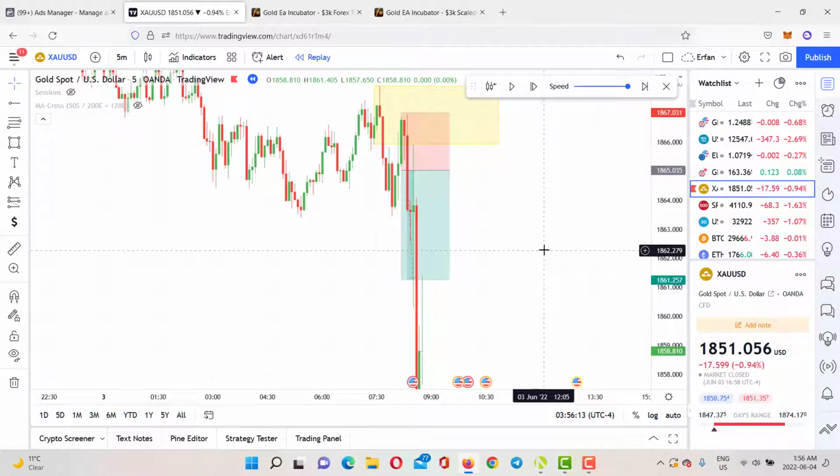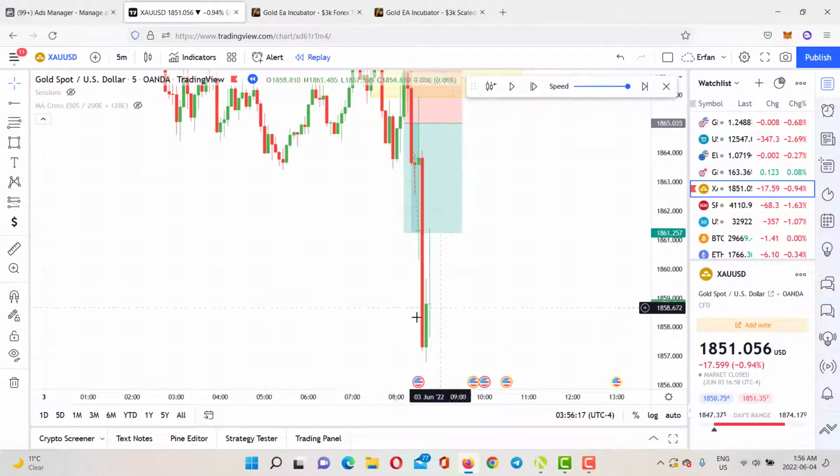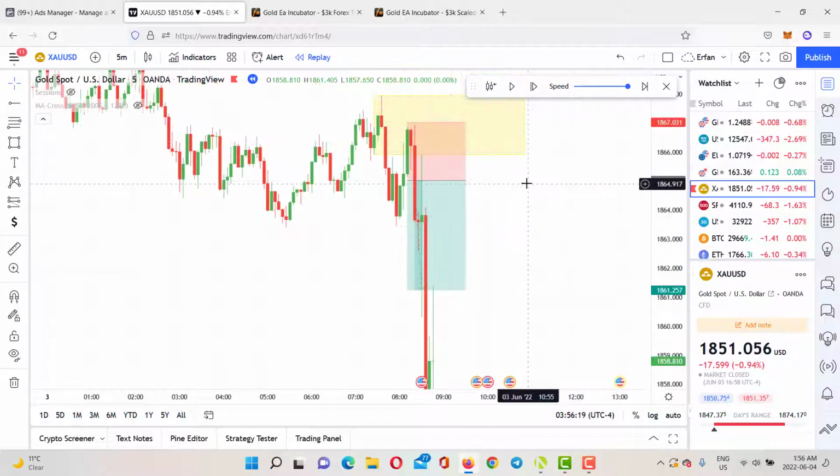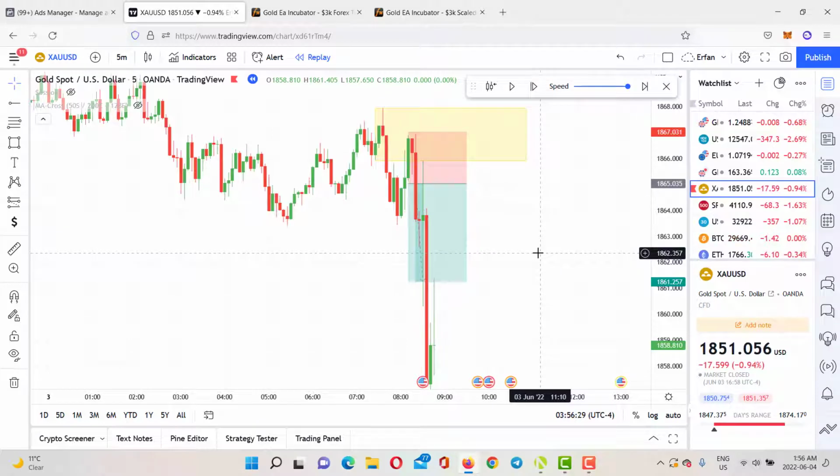But the thing is that if you want to take multiple trades, you've got to have multiple TPs. And if your first TP is smashed, then you move your stop loss to break even for the rest of the trades. So if you have 2 trades, you take your 1-to-1 on the first trade, and then you move your stop loss to break even for the next ones. So this is for gold, guys.